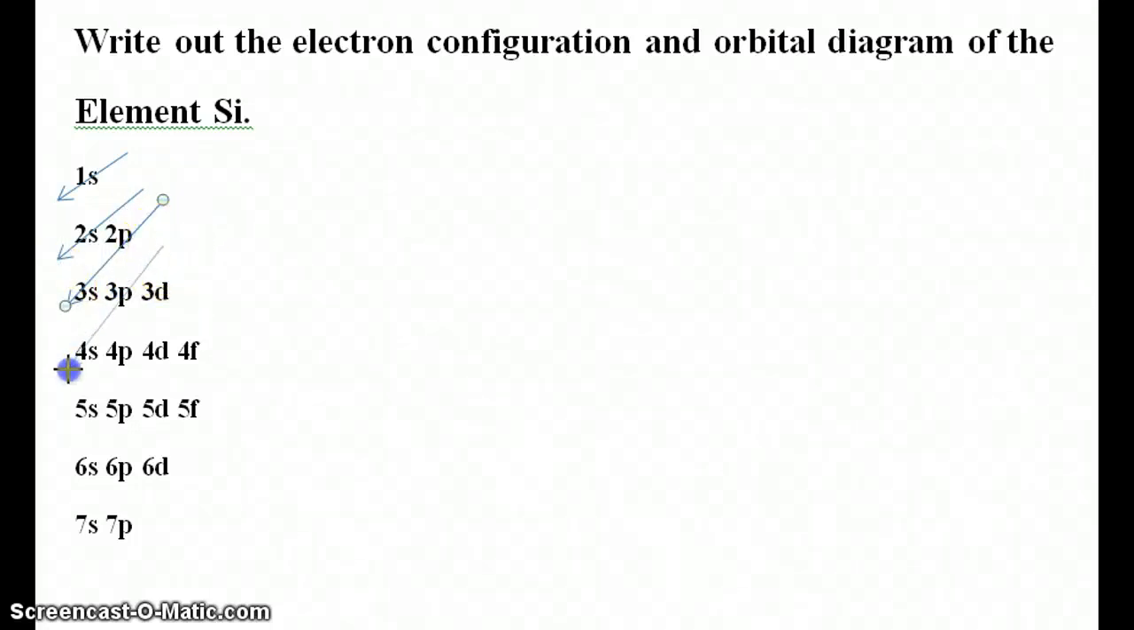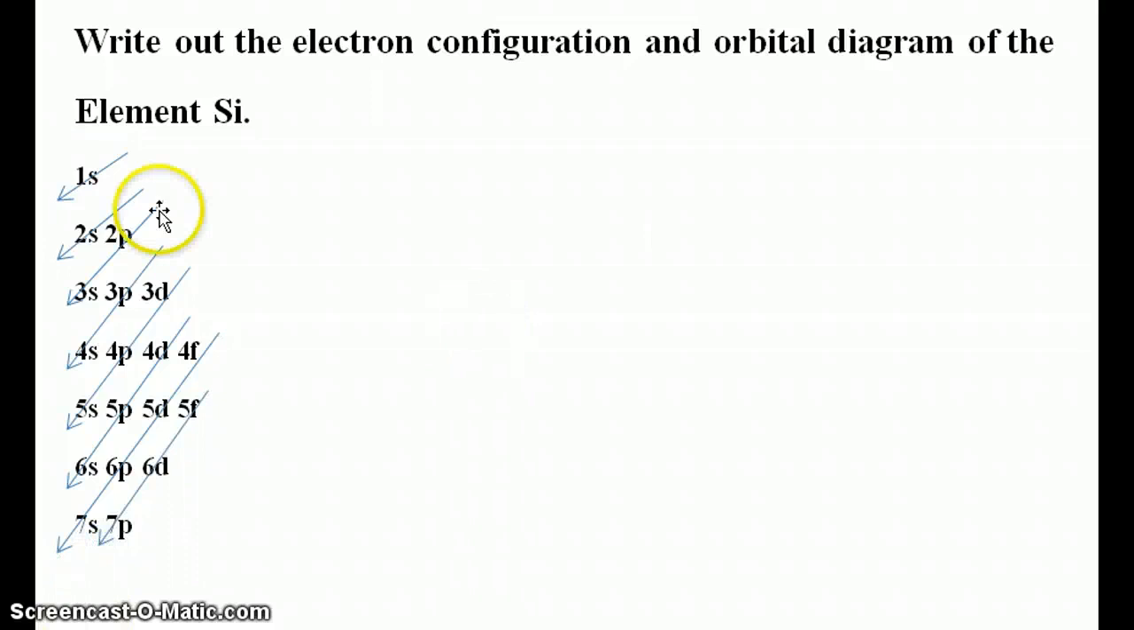3s, 3p, 4s, 3d, 4p, 5s, 4d, 5p, 6s, 4f, 5d, 6p, 7s. That was a long one. And finally, 5f, 6d, and 7p. By doing this, we have just covered the whole periodic table. So as you're filling in the next energy level, you just follow the arrows and you go to where they end and where the new arrow begins.